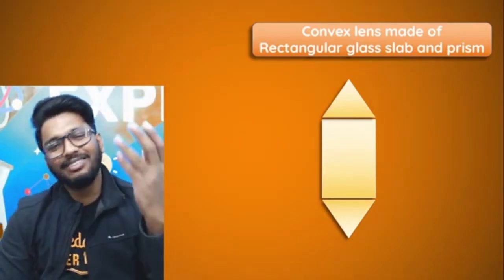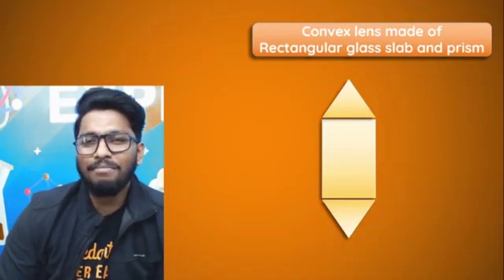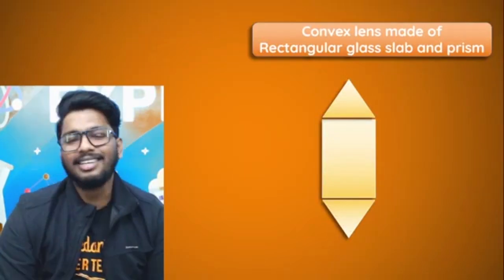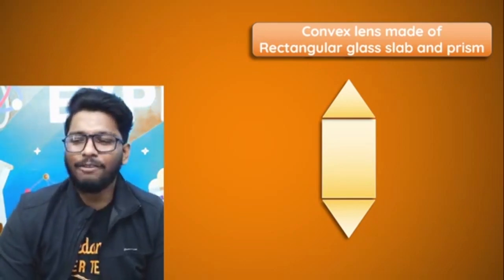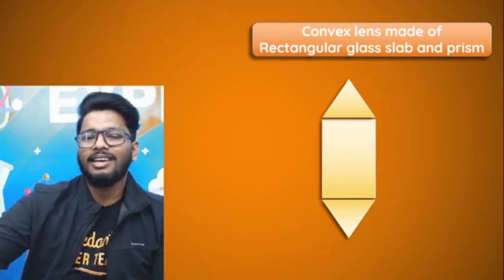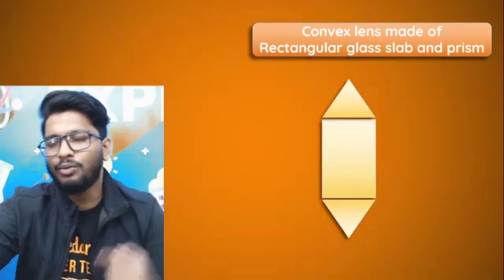Why confuse yourself? It's a rectangular glass slab. And the one on the bottom again is a triangular prism. Now, in a prism, we know that the rays of light after refraction will bend towards the base.